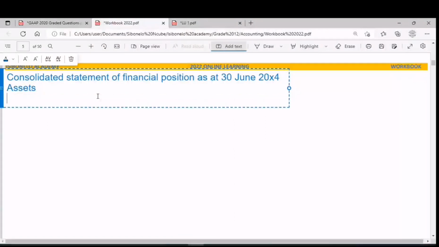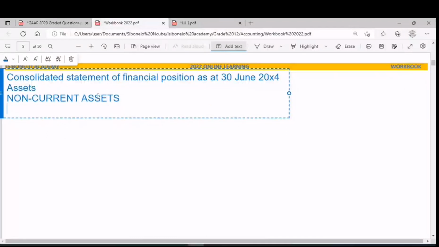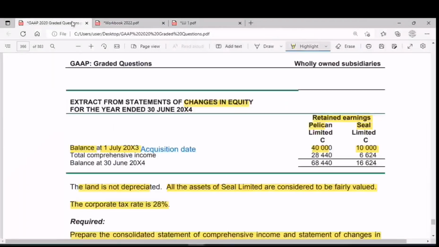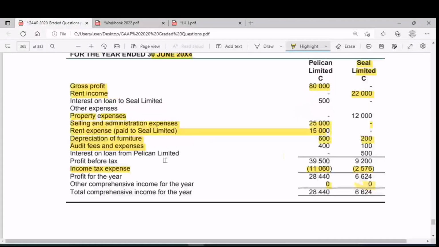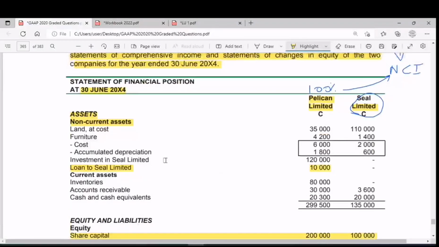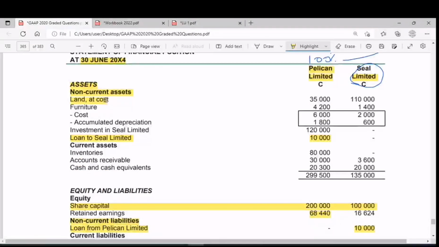So apart from my assets, we see non-current assets. Then under non-current assets, it's property, plant, and equipment. So apart from property, plant, and equipment there is further land, buildings or vehicles. Now I can apply a scenario: land at cost, land parent, land subsidiary.